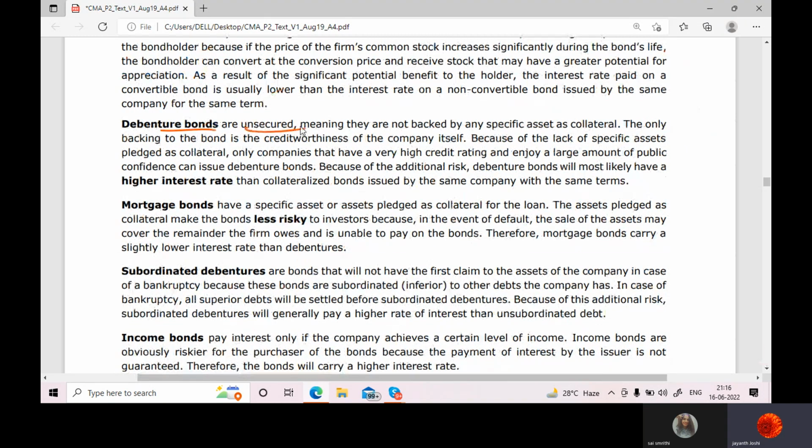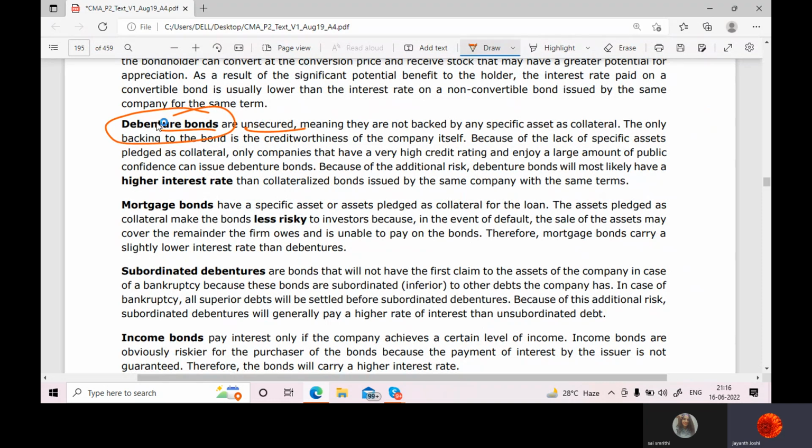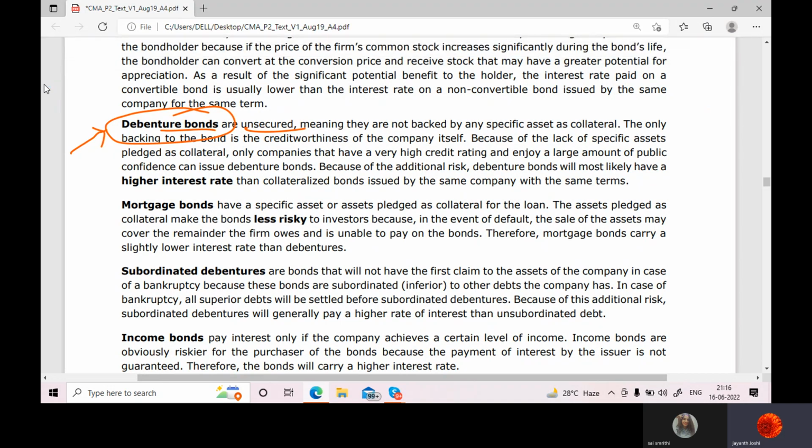Debenture bonds are unsecured bonds. That means there is no security or whatsoever for this bond. This bond is basically based on credit ratings. So top companies, the companies which are very strong, which have never defaulted, or there's no chance that they would default, and they're doing exceptionally well. Those companies, if they want funds, they can issue debenture bonds. Fine.